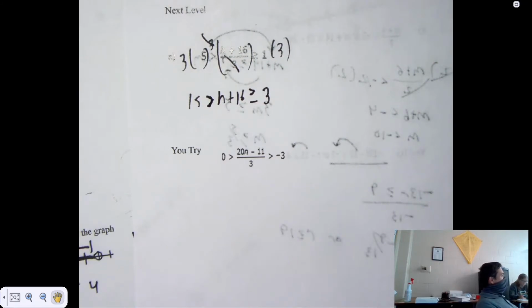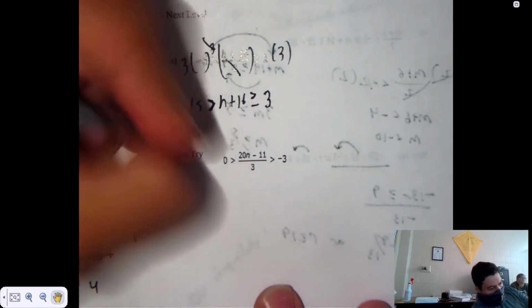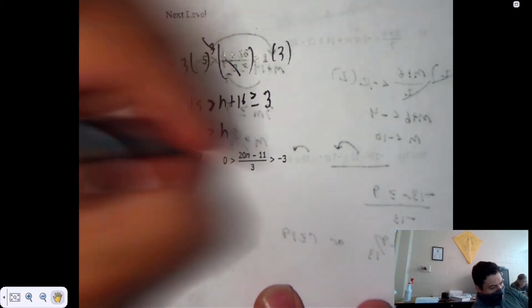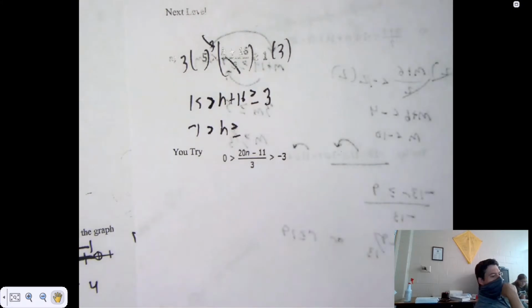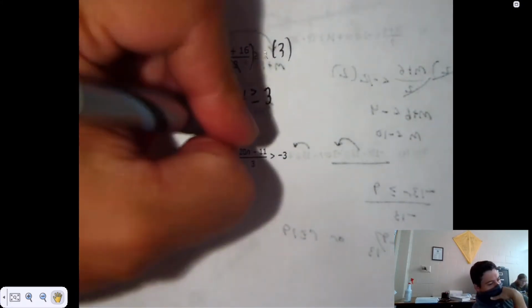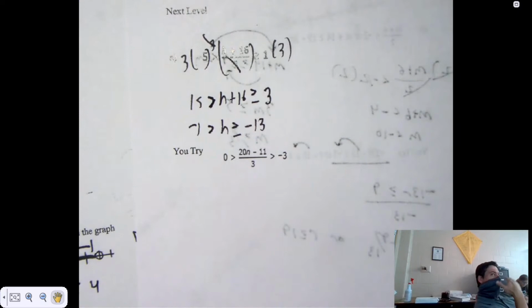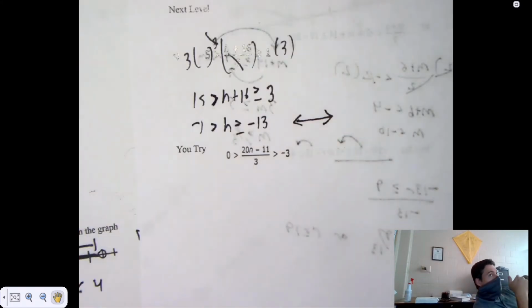It really does. So we're going to subtract 16. What's 15 minus 16? Negative 1. Greater than H. Greater than or equal to, what's 3 minus 16? Negative 13. Now, I actually have a small problem with this. I don't know that IXL will accept this. It's not low to high. That's high to low. I don't know if IXL requires that or not. I just know this question's in there.